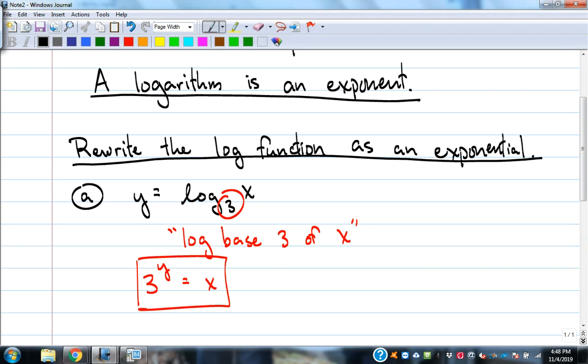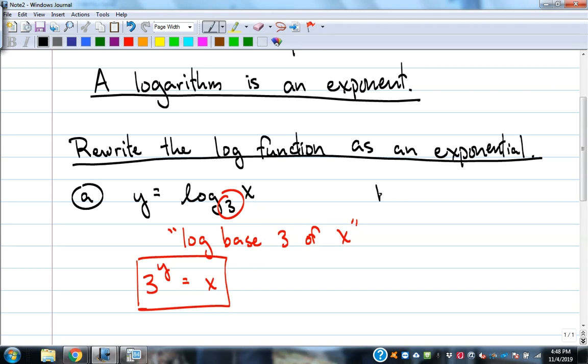Okay, so the base of the log becomes the base of the exponential. Whatever the logarithm is equal to, in this case it was equal to y, that becomes the new exponent. And then whatever you're taking the log of is what the exponential is equal to. Okay.